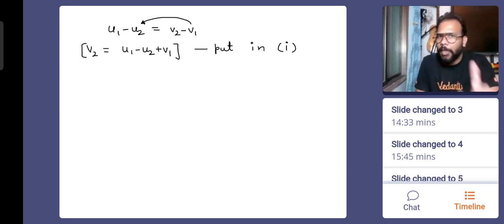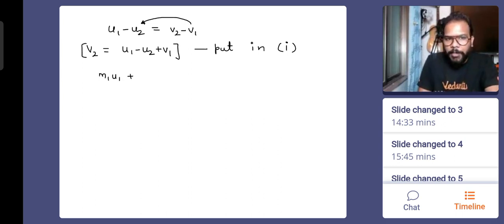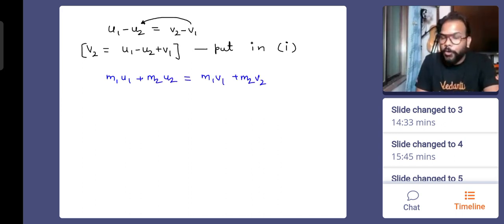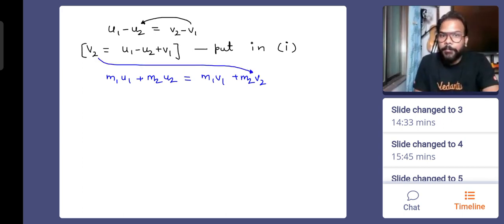What was equation number 1? Equation number 1 was law of conservation of momentum. That means m1 u1 plus m2 u2 is equal to m1 v1 plus m2 v2. So I'm going to put v2 here and do the derivation part of v1. If I put v2 in terms of v1, the only unknown left will be v1. Obviously, u1 and u2 are given to us, is what we are assuming here. Or generally, the question will give you the values of u1 and u2.